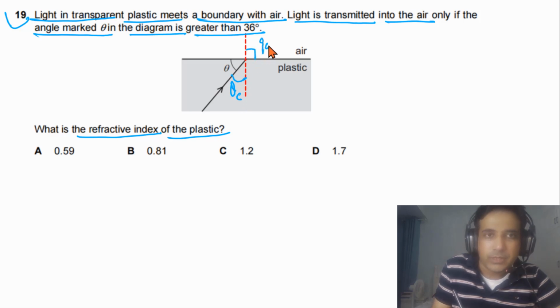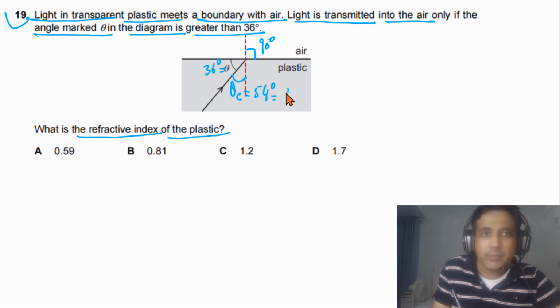Critical angle is the angle with the normal. And this angle is already given to us, equal to 36 degrees. So the critical angle has to be equal to 54 degrees, because 90 minus 36 is equal to 54. Now we simply need to use Snell's law.